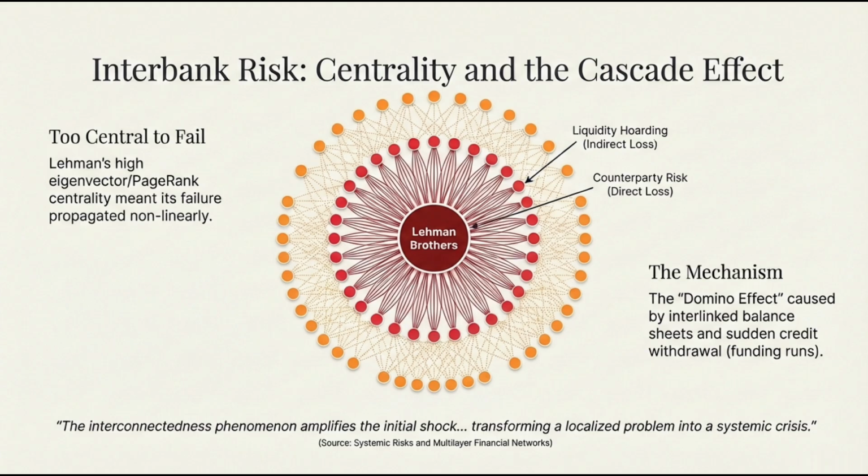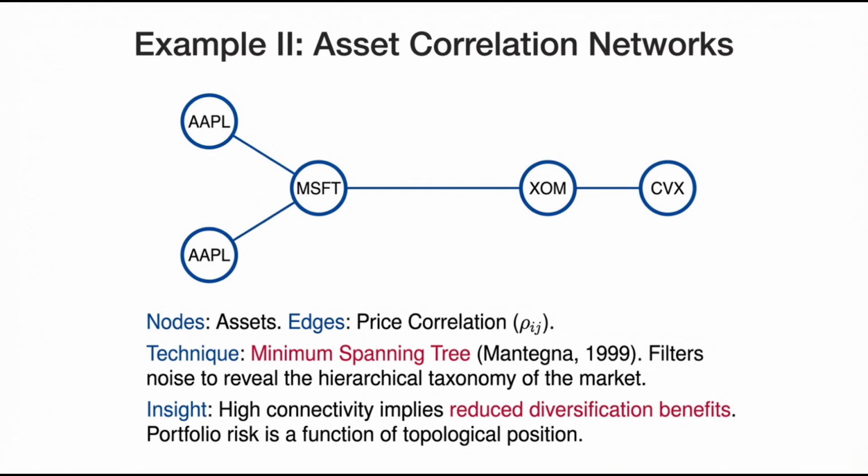Now we switch to a completely different kind of network, asset correlation networks. This is a great example of why not every financial network is about contracts or liabilities. Here the nodes are assets, such as Apple, Microsoft, ExxonMobil, and Chevron.